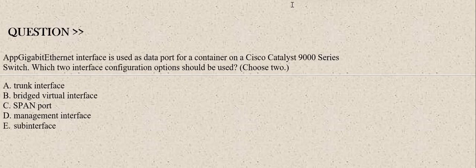Our question is, an App Gigabit Ethernet interface is used as a data port for a container on a Cisco Catalyst 9000 series switch. Which two interface configuration options should be used? Choose two. The options are option A, trunk interface, option B, bridged virtual interface, option C, span port, option D, management interface, option E, sub-interface. The correct answers are option A and C.